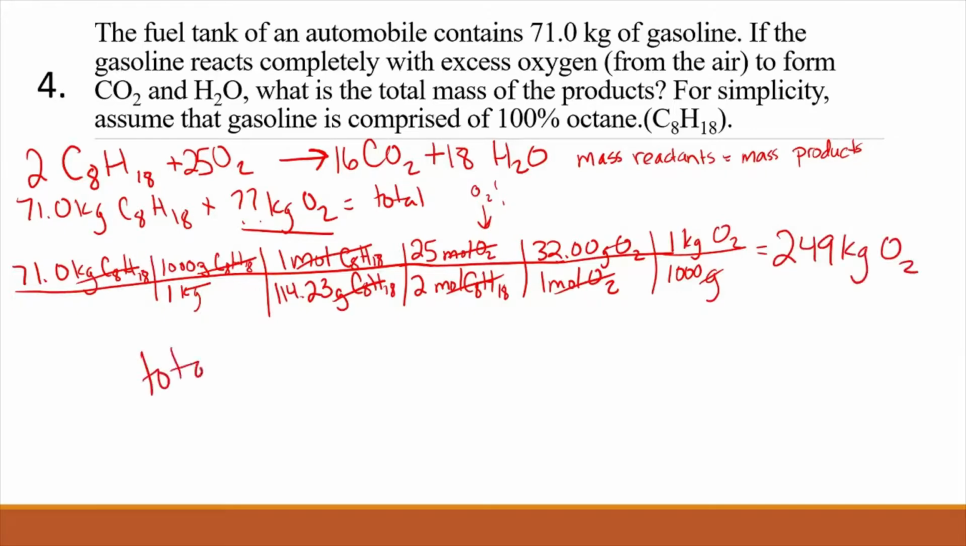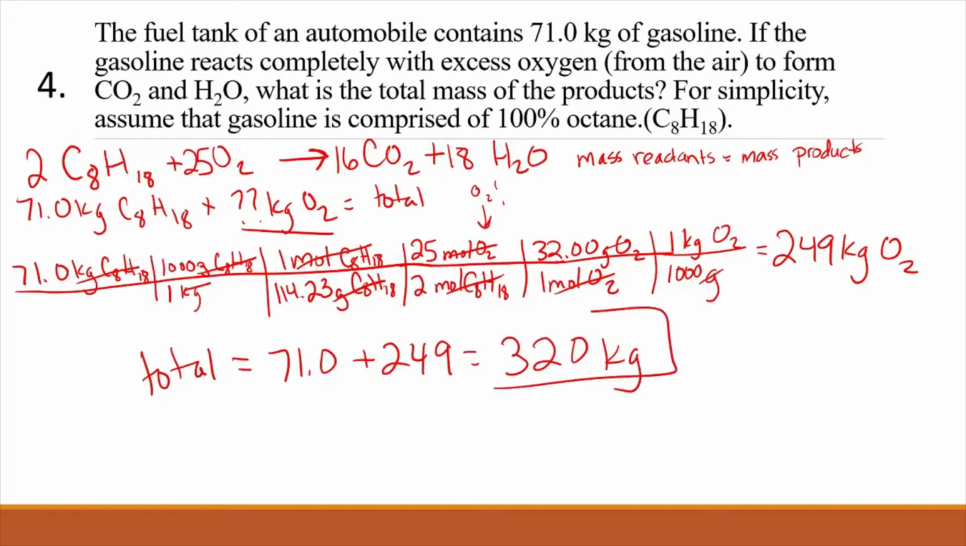So then our total mass is equal to 71.0 plus 249, and so you get 320 kilograms. And that is the total mass of our products. Notice it's not asking for mass of just CO2 or just water, which you could still solve for. It just wanted total mass of all your products.